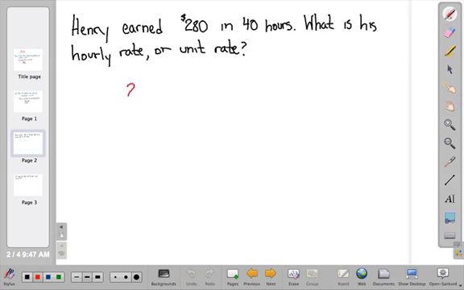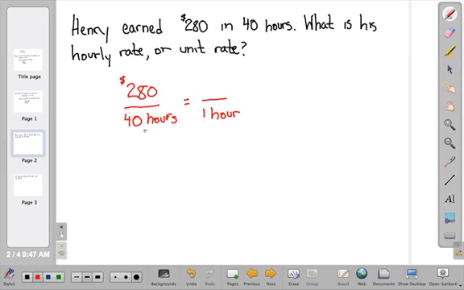So we have $280 over 40 hours. And our goal is to get a unit rate. That means our denominator is going to be 1. So I'm going to put 1 hour down here. Our question is, what do we have to do to go from 40 to 1? What do we have to do mathematically? In order to go from 40 to 1, you need to divide by 40. So 40 divided by 40 is 1.